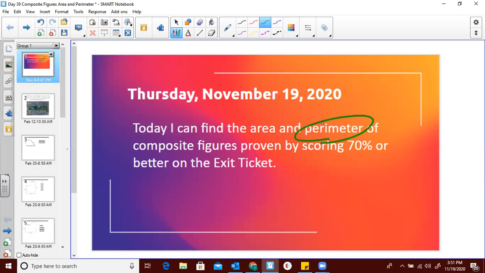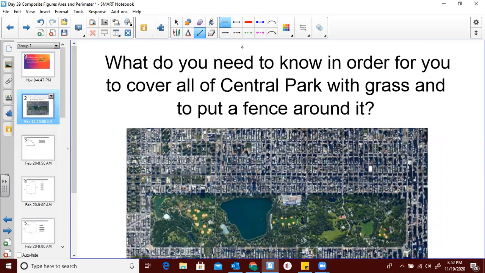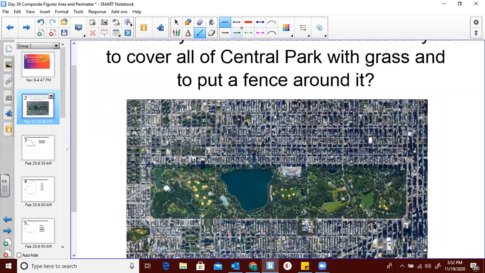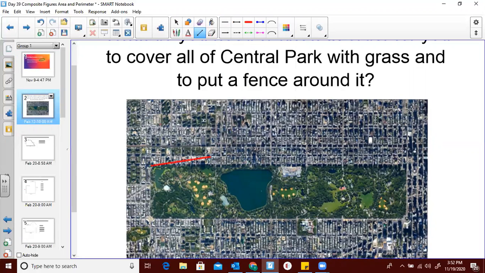So we're going to look for the perimeter of a composite figure. I guess just to have a little bit of definition, if I'm looking for the perimeter of something, it's kind of like a fence line, right? So we're just looking for the outline. If I'm looking for the perimeter of Central Park, it's this fence line all the way around it. That's going to be our perimeter.